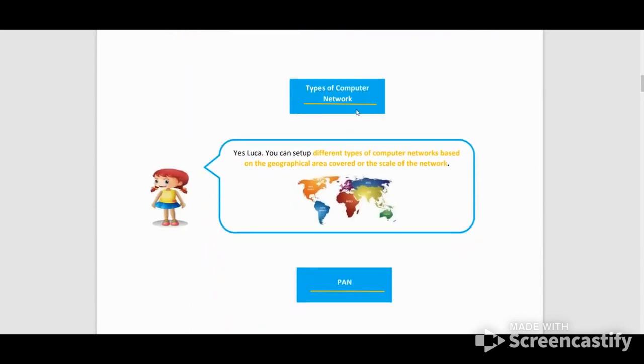Types of computer networks. You can set up different types of computer networks based on the geographical area covered, or in other words, the scale of the network.